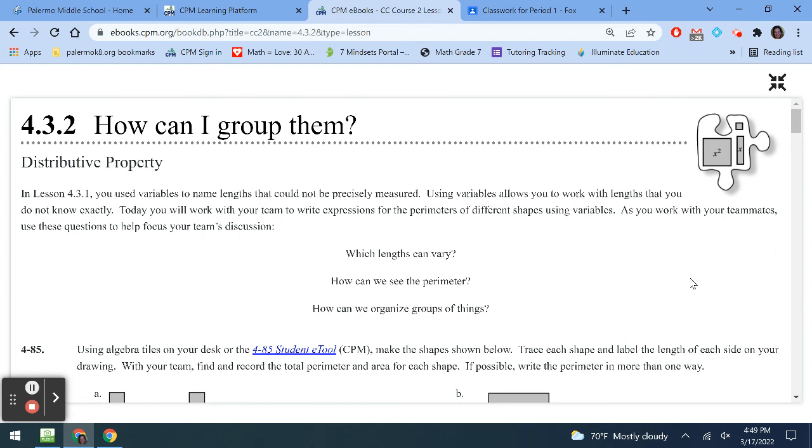As you work with your teammates, use these questions to help you focus on your team's discussion. So again, you want to keep these in mind as we're working. Which lengths can vary? How can we see the perimeter? How can we organize groups of things?